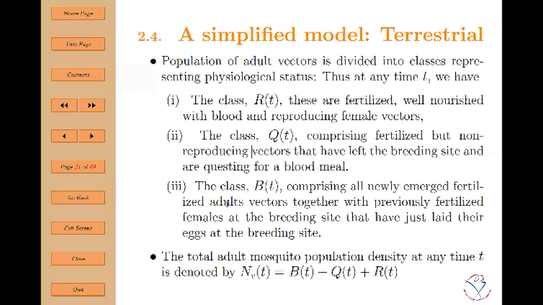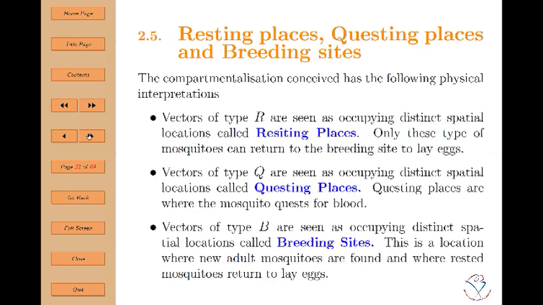I was describing that the model that we're going to present to you here is the simplified model, which is based on the terrestrial component of the vectors. Vectors of type R are at what we call resting places. When the mosquito takes the blood meal, it rests so that the eggs can mature. Mosquitoes of type Q are at what we call questing places. That is where they quest for blood. And mosquitoes of type B are at what we call breeding places, or breeding sites.